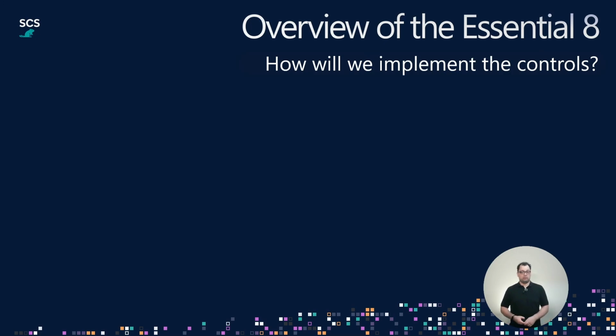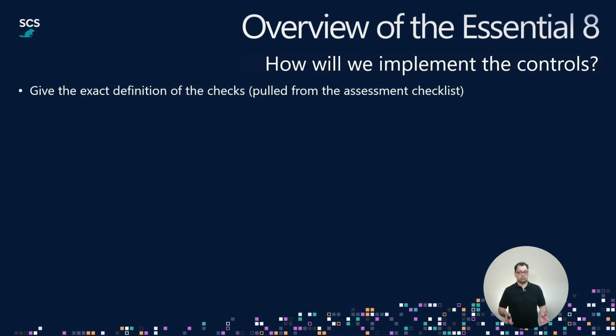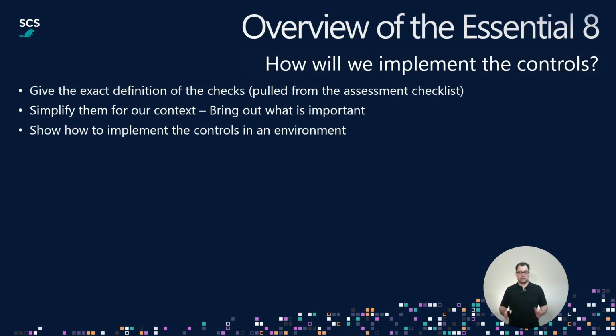Now that we know about the Essential 8, why we're using it, and what our target maturity level is, we can begin to actually implement controls for these strategies. Throughout this course, we'll follow the same basic flow for each of the strategies. First, I'll give you the textbook definition of each control in a strategy. I will then simplify them for our case. And finally, we'll actually implement them in our test environment.